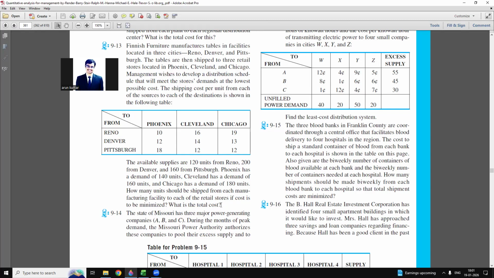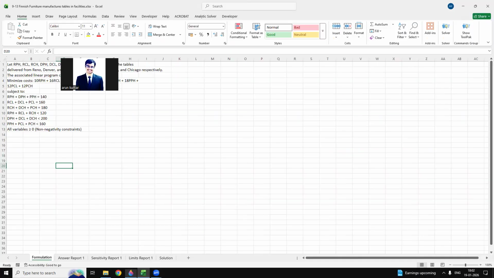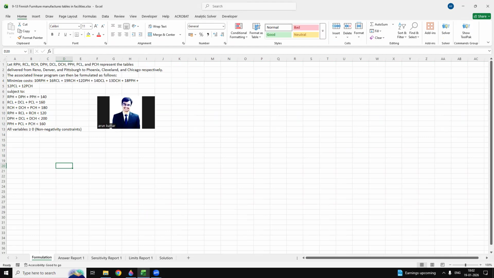So I have already solved this question using, let's say, Solver and formulas. So here, this is my formulation sheet. I've used RPH, RCL, RCH, DPH, DCL, DCH, PPH, PCL, and PCH. These represent the variables for each of the cities, and this is the minimization cost. Then these all are our constraints.